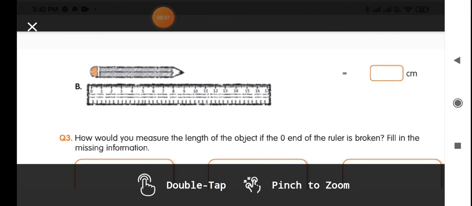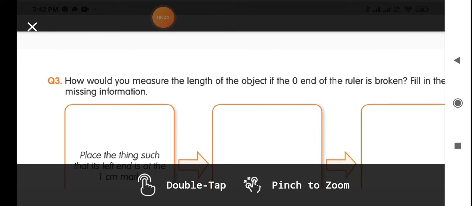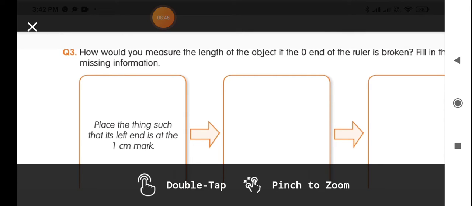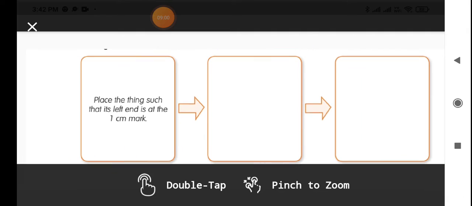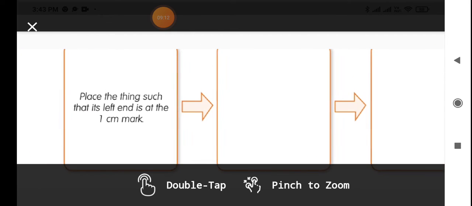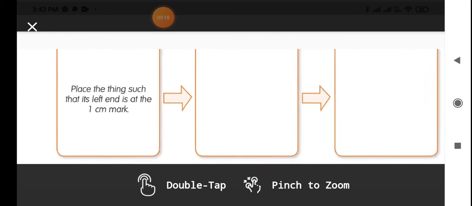Before writing it, you also go through the length of these two objects clearly and then write in the place provided. And third question, how would you measure the length of the object if the 0 end of the ruler is broken? Fill in the missing information. So if 0 is not there on your ruler, then what are you supposed to do? Place the thing such that its left end is at the 1 centimeter mark.